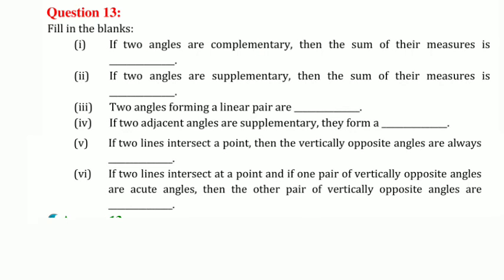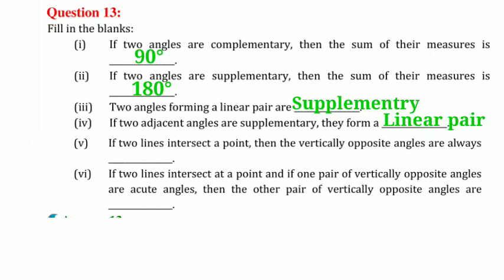Now the 13th question, filling in the blanks. First answer: if two angles are complementary, then the sum of their measures is how much? 90 degrees. Next, if two angles are supplementary, then the sum of their measures is 180 degrees. The two angles forming a linear pair are supplementary. If two adjacent angles are supplementary, they form a linear pair.